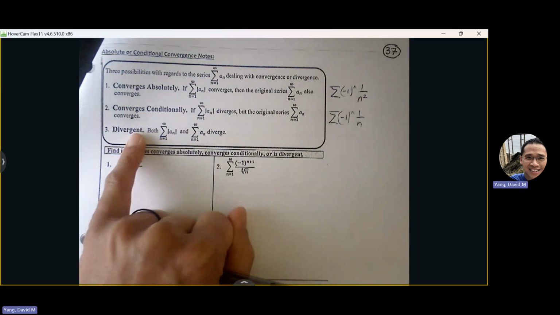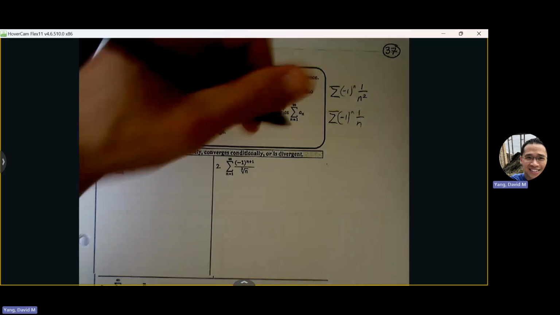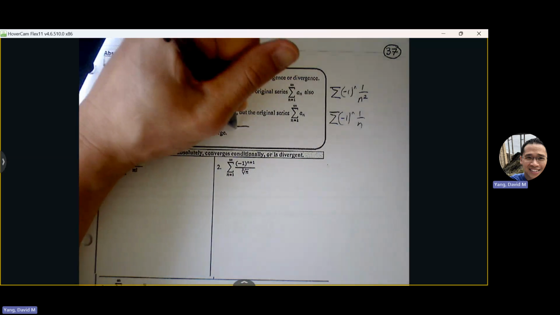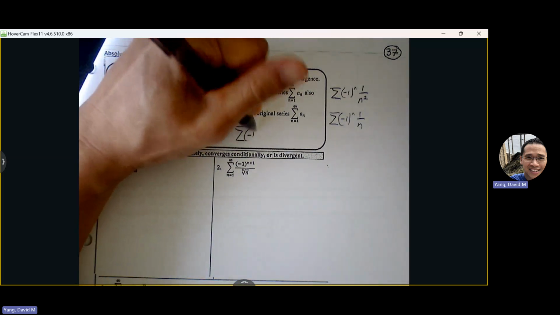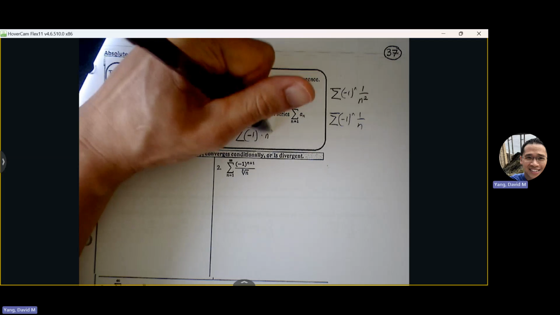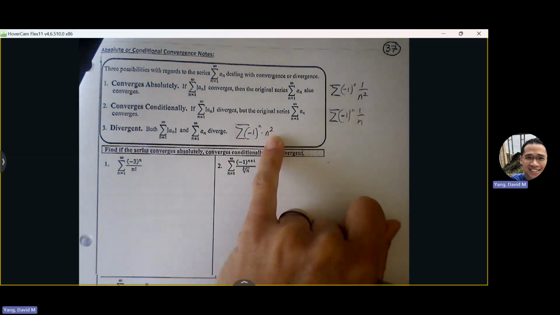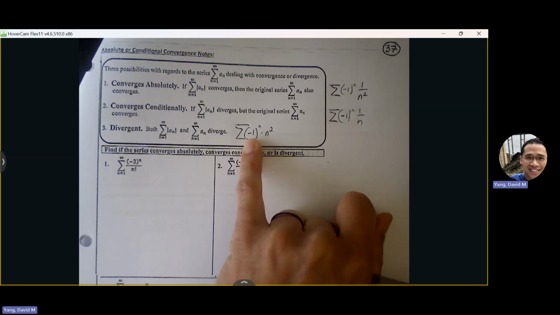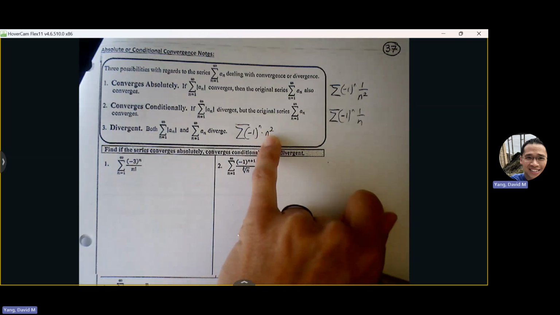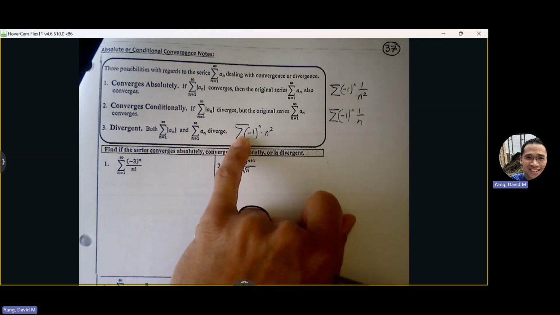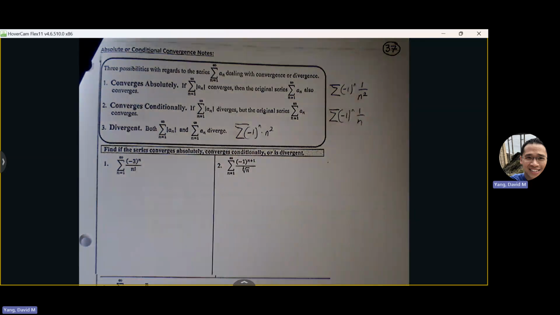Now, a completely diverging series would be one where it doesn't matter if there's an alternator or not, it's going to diverge either way. So let's say I had n squared. This series is getting larger and larger. It doesn't matter that I'm subtracting every other term out. This is going to diverge on its own. If it fails the nth term test, it doesn't matter what the alternator does. It's going to diverge regardless of the alternator.